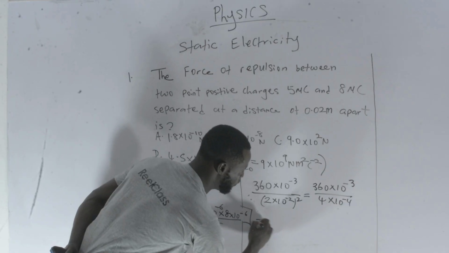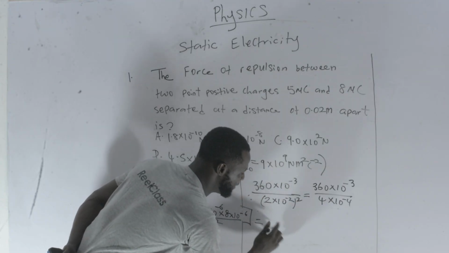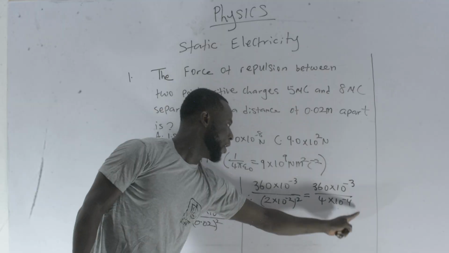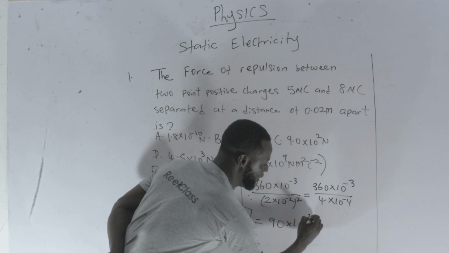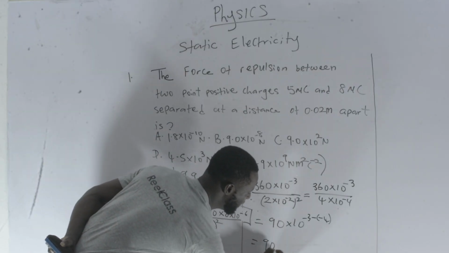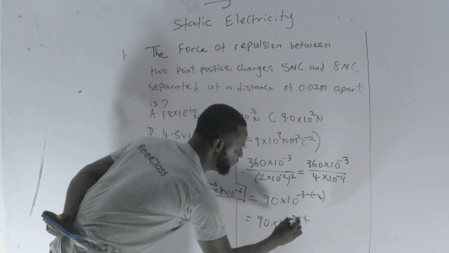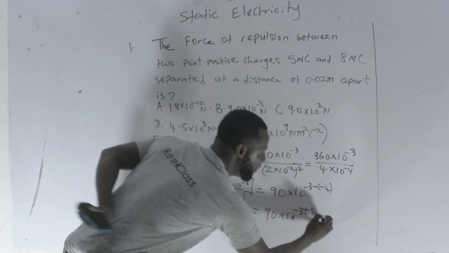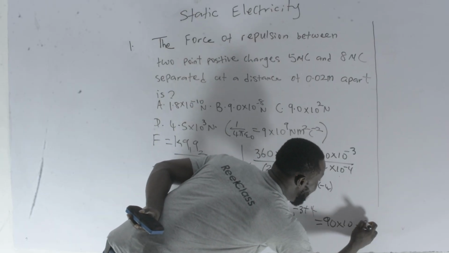Now, from here, this whole stuff is going to be 4 into 360. 4 will go into 360 90 times 10. I can now work on these powers. This is raised by minus 3, this is raised by minus 4. This is the same thing as saying minus 3 minus 4. From here, I will have 90 times 10 raised by minus 3 plus 4. And that should give me, minus 3 plus 4 will give me 1, 10 raised by 1. So I'm having 90 times 10, which is something as saying 900.